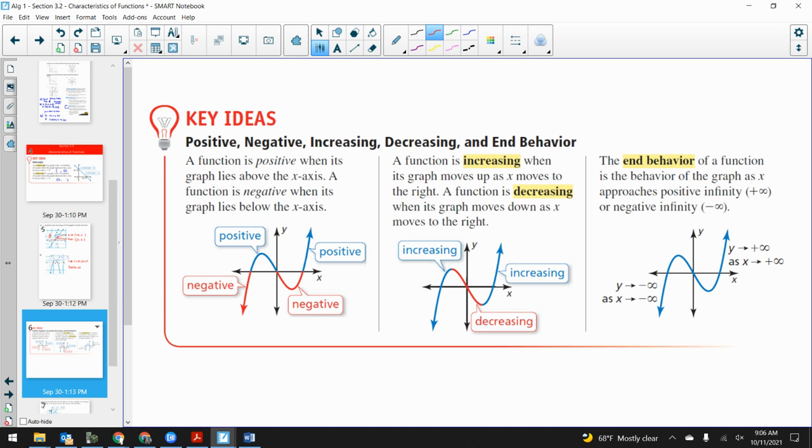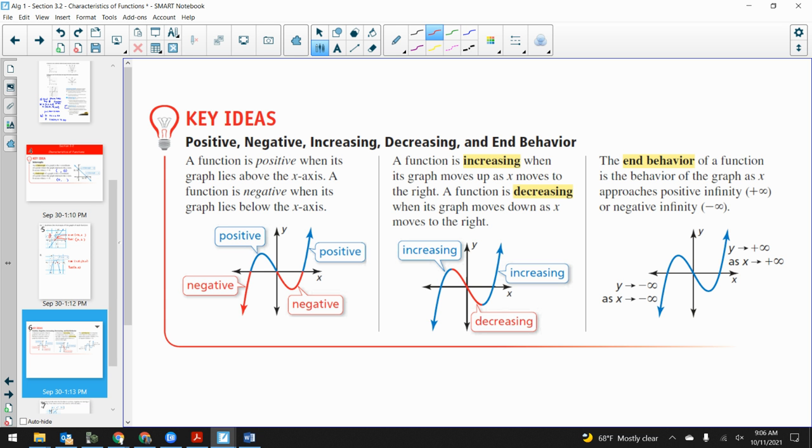Now, how do we talk about where that happens? We talk about it in terms of its x value, in terms of left to right. So we would say for every x value to the left of this point, it's negative. For every x value in between here and here, it's positive. For every x value in between here and here, it's negative. For every x value above here, it's positive.